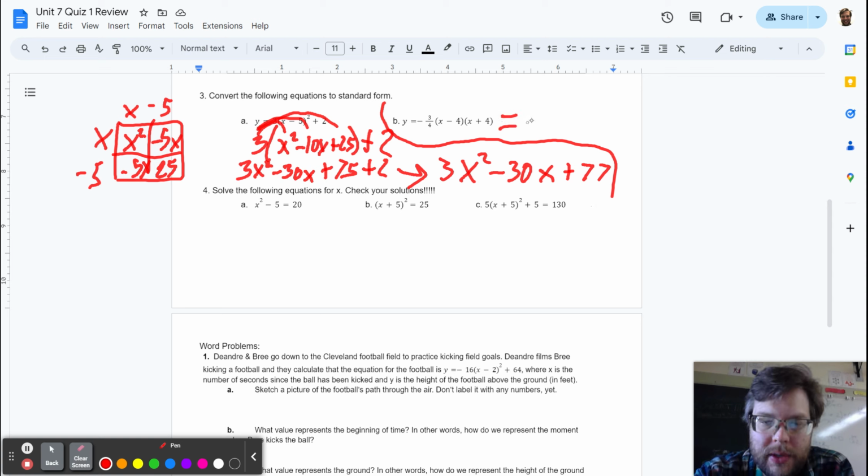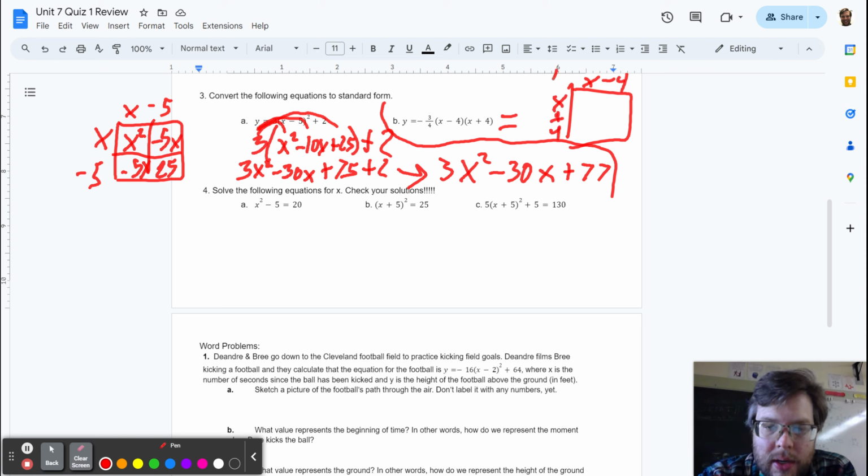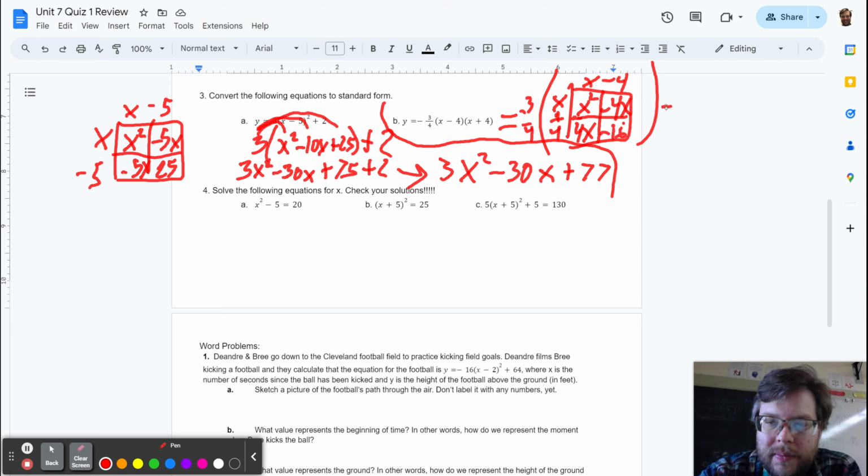Part B is really similar. Let's draw our box for x minus 4 and x plus 4, and make sure that we don't lose track of the negative 3/4 in front of it. X times x is x squared. X times negative 4, positive 4 times x, positive 4 times negative 4. I'm not losing track of that value of negative 3/4, and I'm writing down x squared minus 16 here.